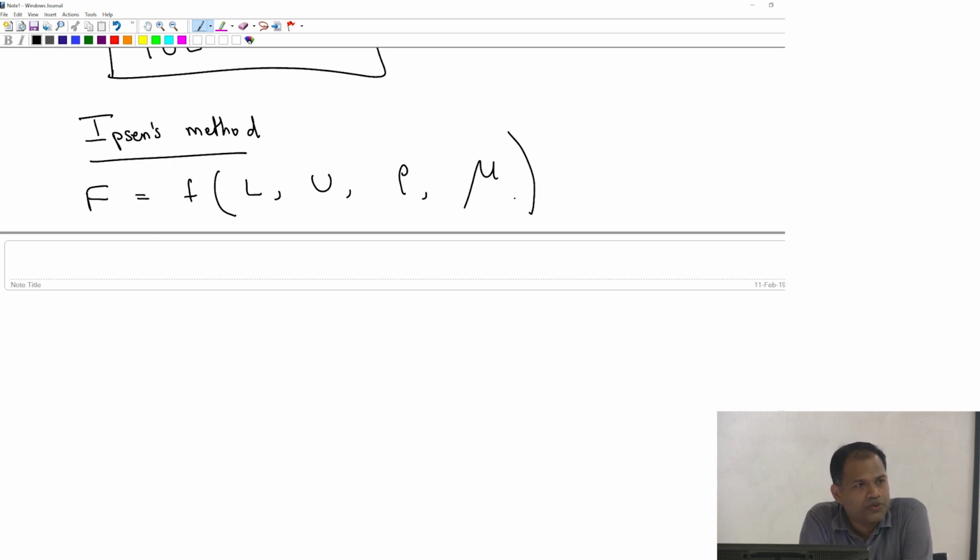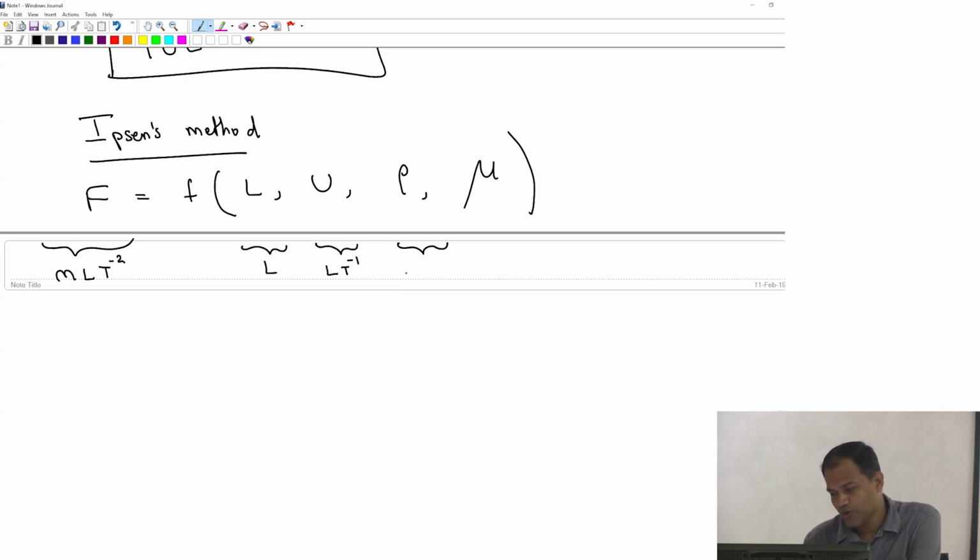The first thing that you do is again write down the dimensions of each of them. Force has the dimension of m, L to the power L, t to the power minus 2. Length has the dimension of L, U has the dimension of L, t to the power minus 1. Rho has the dimension of m, L to the power minus 3, mu has the dimension of m, L to the power minus 1, t to the power minus 1.